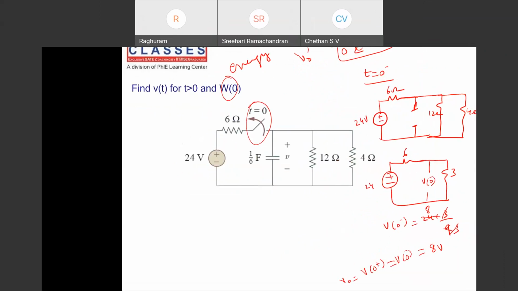What happened? Any doubt? No, I was just thinking about the equivalent resistance. Okay. 12 parallel with 6 is 4. 12 parallel with 4 is 3. Okay. I got stuck on the screen.